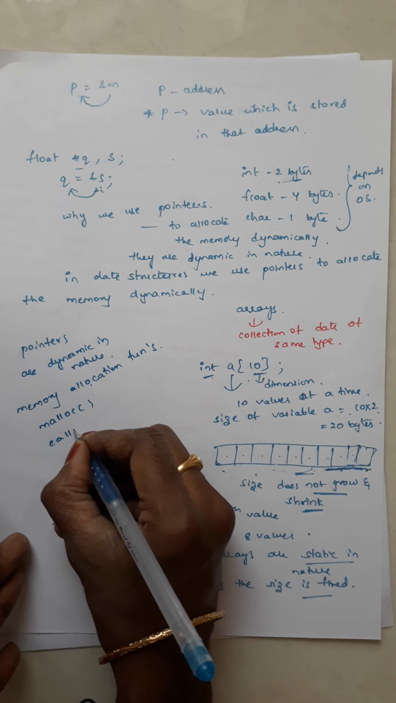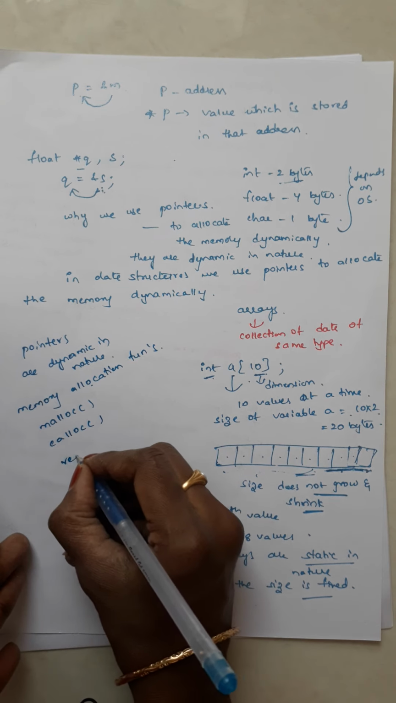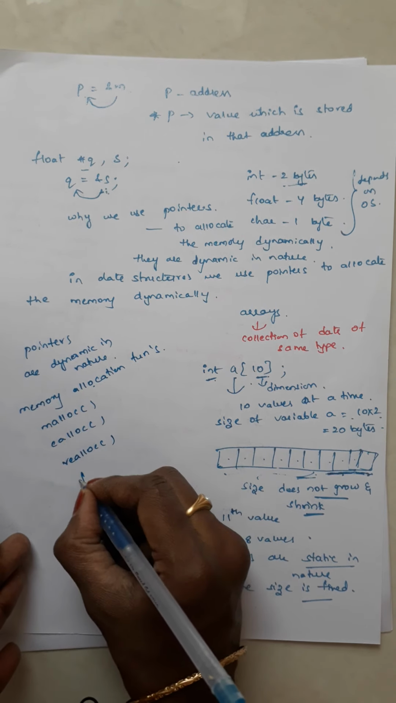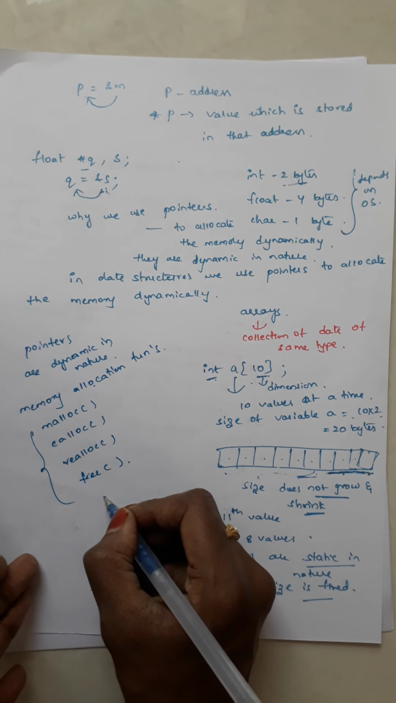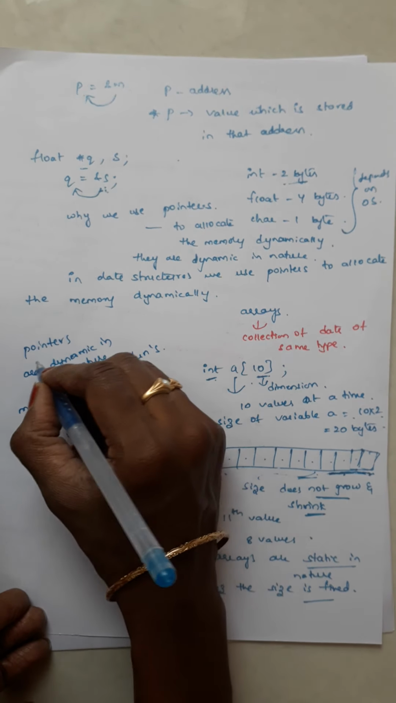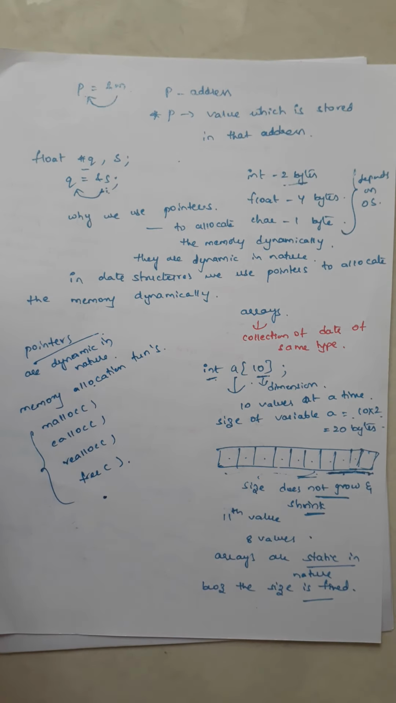Those are malloc, calloc, realloc, and free. By using these functions, the memory is allocated dynamically. That's why we use pointers to allocate the memory dynamically.